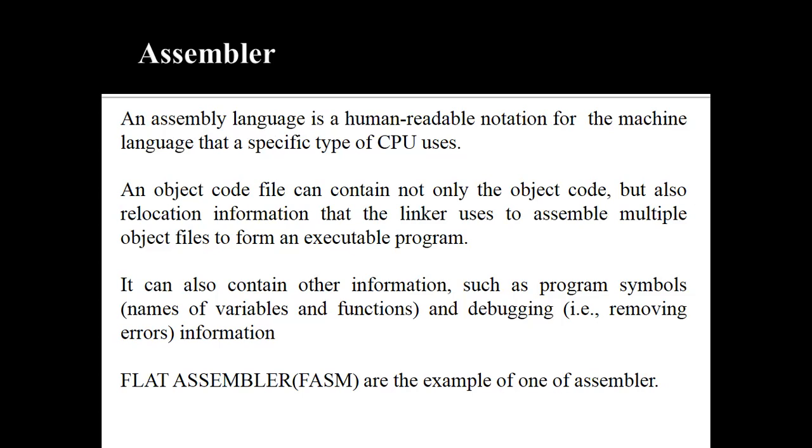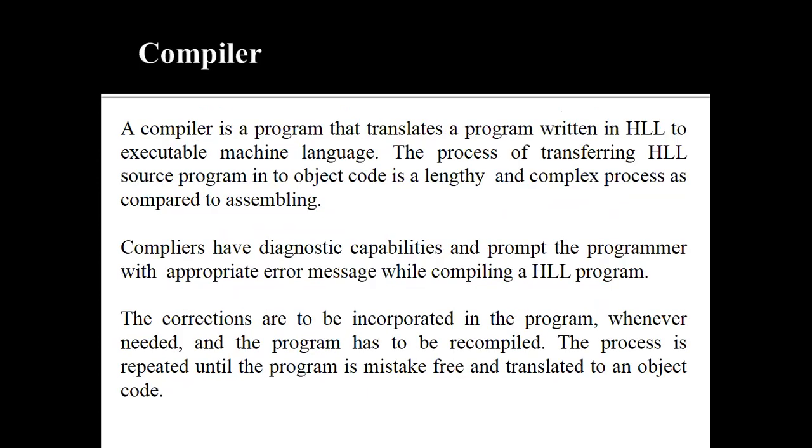An object code file can contain not only the object code, but also relocation information that the linker uses to assemble multiple object files to form an executable program, as we saw in the diagram in the previous slides. It can also contain other information, for example different types of symbols and notations, as well as mistakes and errors, or bugs. It has to remove all that and fix it for smooth running of that function. So that was the story of the assembler.